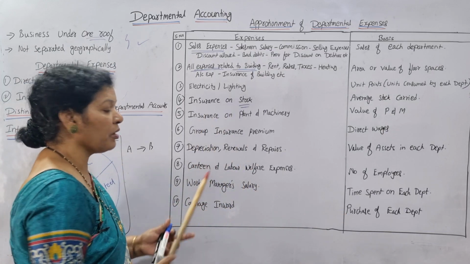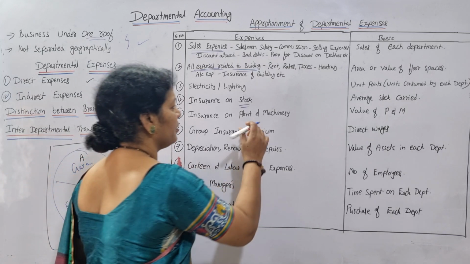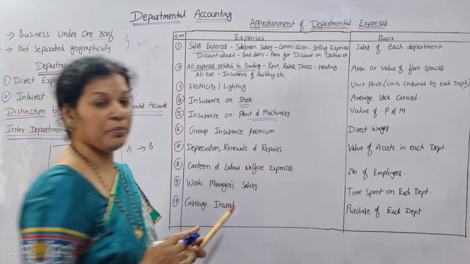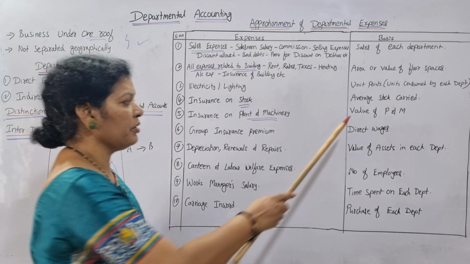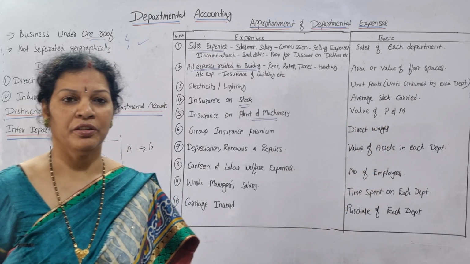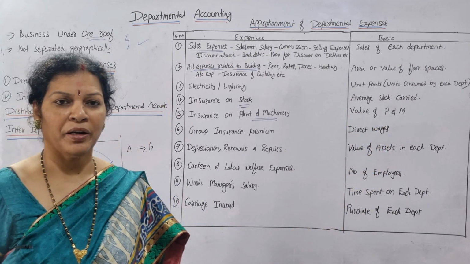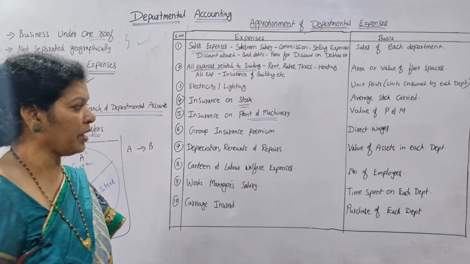Second one, insurance on plant and machinery. How do we calculate this insurance on plant and machinery? Value of plant and machinery. How much is the value of plant and machinery? According to that, we can calculate.